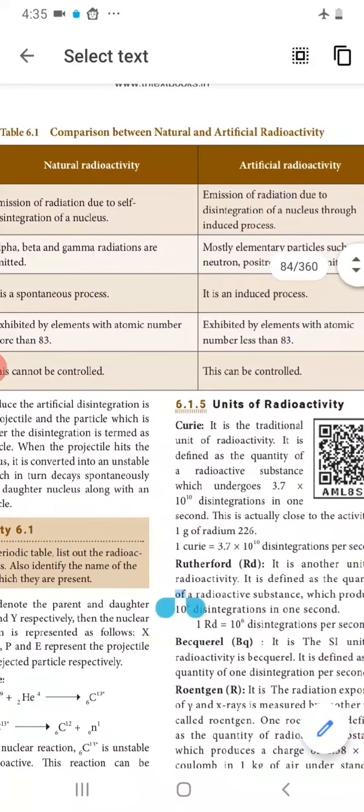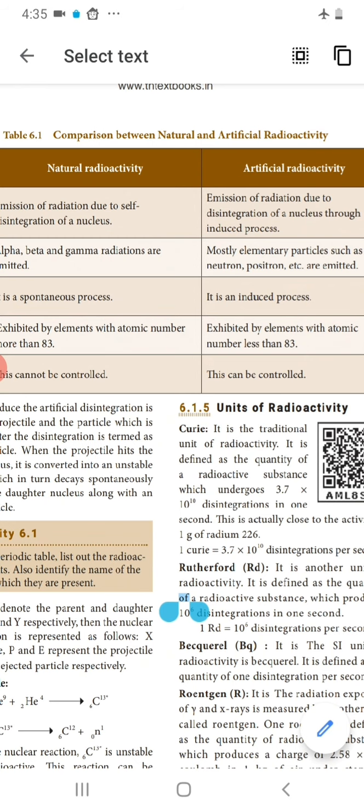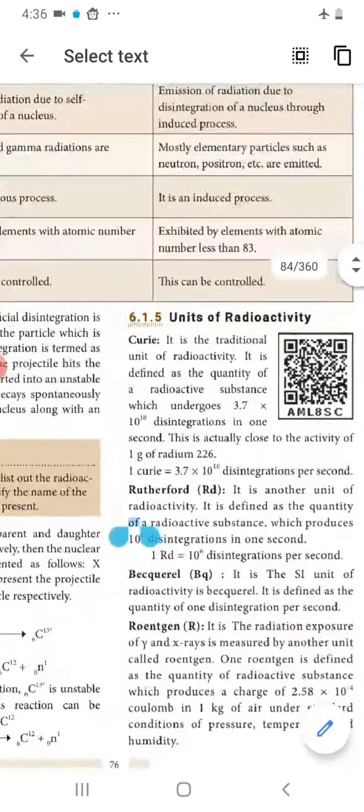It is a spontaneous process. It is an induced process. Natural radioactivity is exhibited by elements with atomic number more than 83. This is exhibited by elements with atomic number less than 83. This cannot be controlled and this can be controlled. Is it clear, children? Now we'll see about the units of radioactivity.